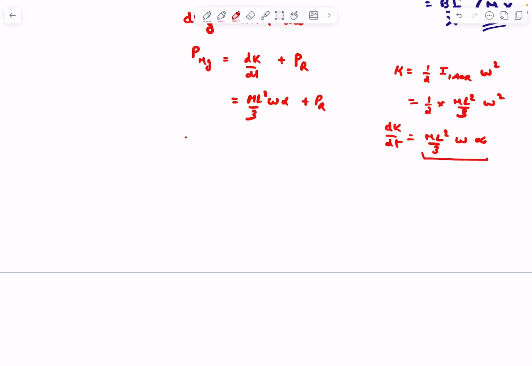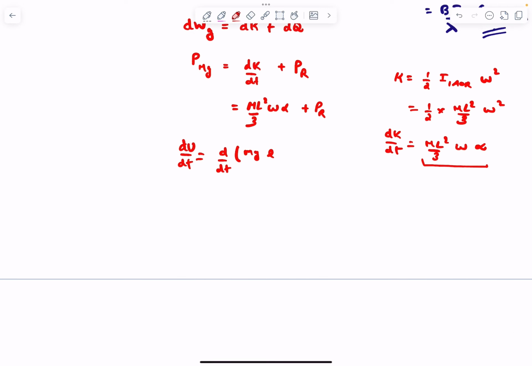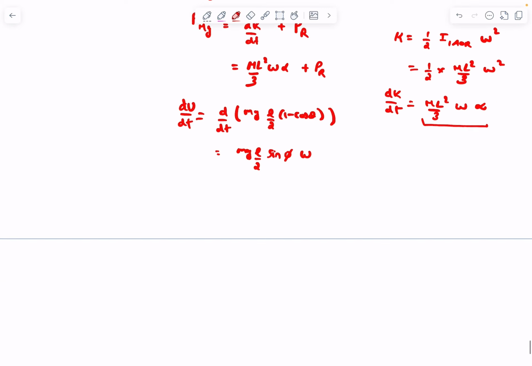So the power of gravity, dW by dt, we can just directly write as dU by dt, which is d by dt of mg L by 2 (1 minus cos theta). Now if we just differentiate, this will be mg L by 2 sine theta multiplied by d theta by dt. Okay, I mean this was phi, right? So let's just write it as phi. So it'll be sine phi d phi by dt, which is actually omega. So this is the instantaneous power delivered by the force of gravity.